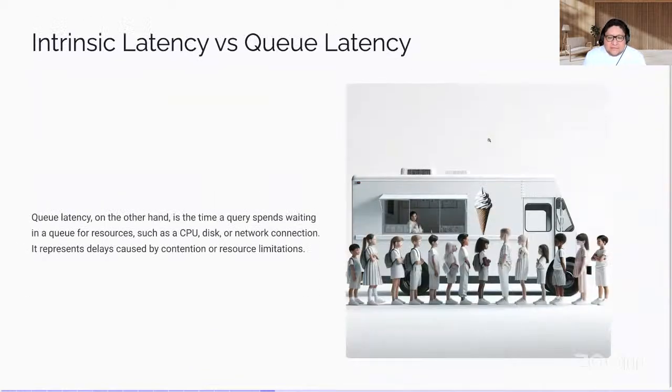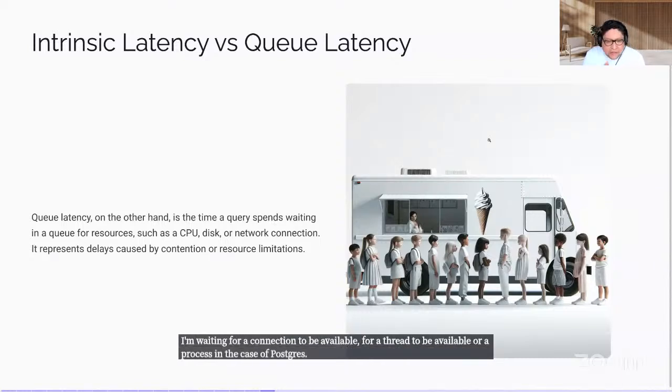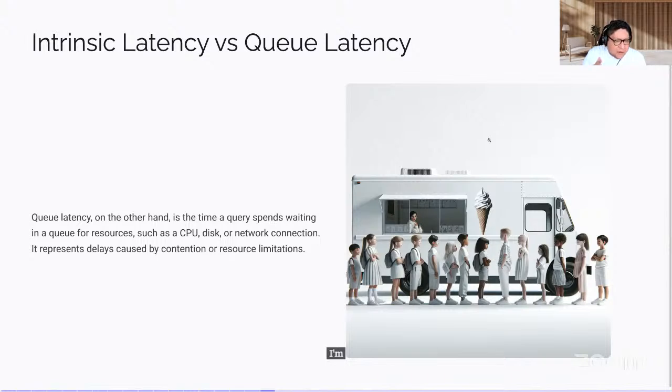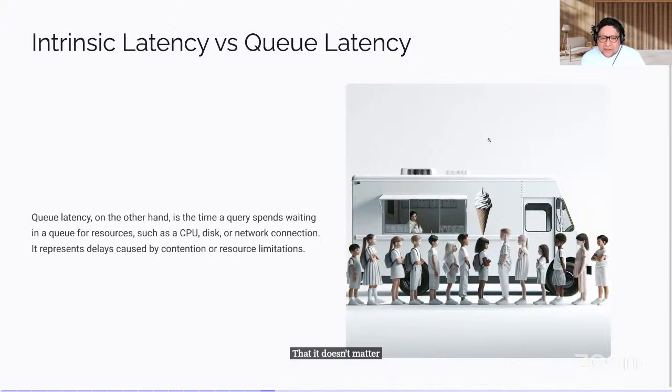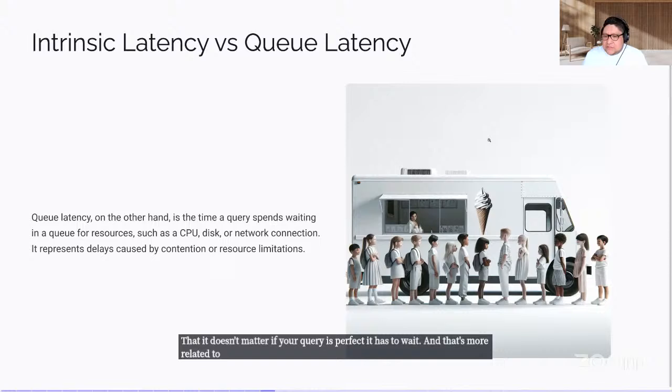Queue latency is waiting in line, right? I'm waiting for a connection to be available, for a thread to be available, or a process in the case of Postgres. I'm waiting for the disk, I'm waiting for the CPU, I'm waiting for something. I'm waiting to get inside the kernel. It doesn't matter if your query is perfect, it has to wait. And that's more related to hardware resources, concurrency of the server, all the stuff that is shared, right? So it's important to understand this.